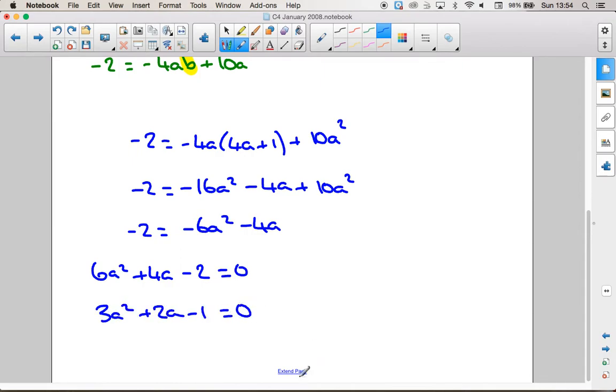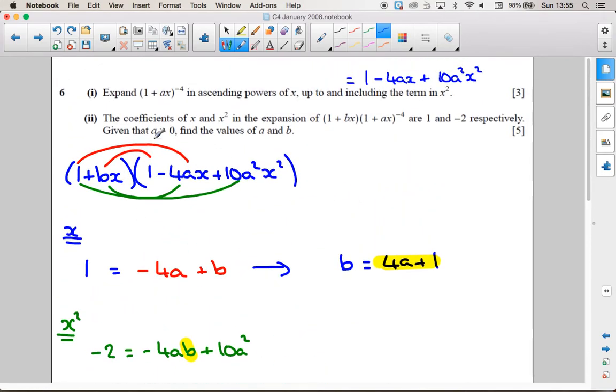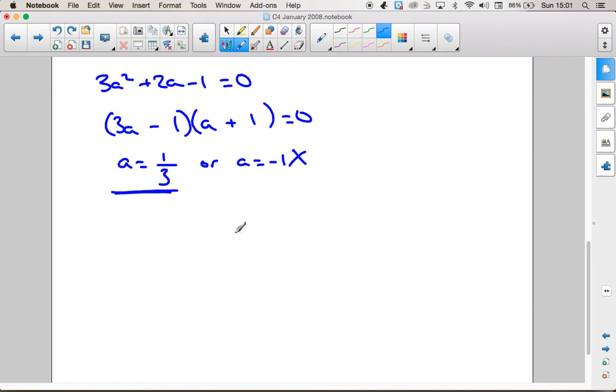which will make things a little bit easier when it comes to factorising this. Because then it's got to be a 3a and an a. It's got to be a 1 and a 1. How will we make a positive 2? We'll make a positive 2 if this 3a times 1 is positive, and this is negative. So a is either a third or a is negative 1. Which one is it? Well, it tells us that a is positive. So a is definitely a third.